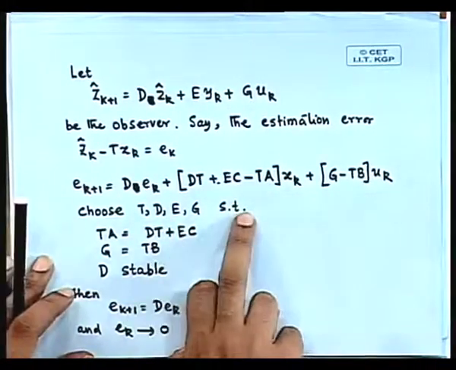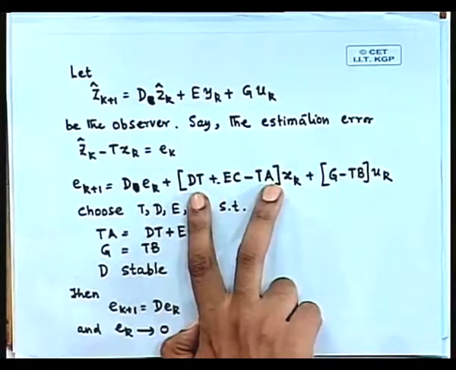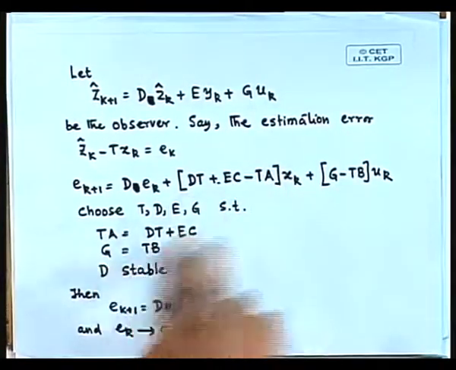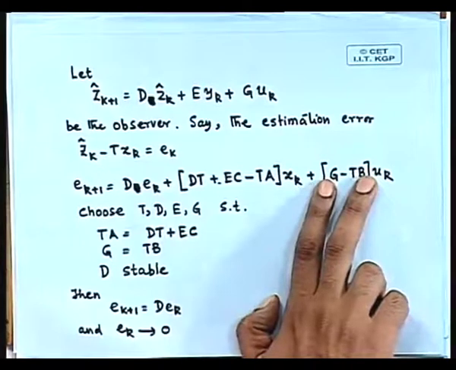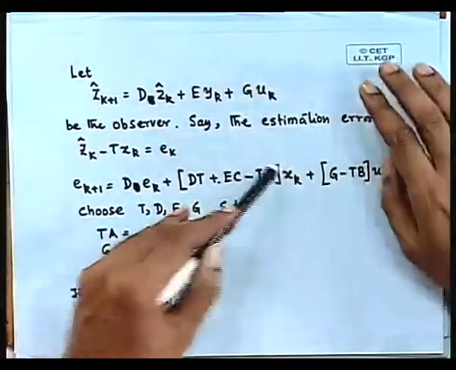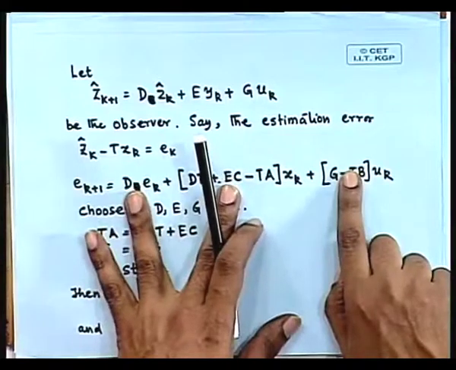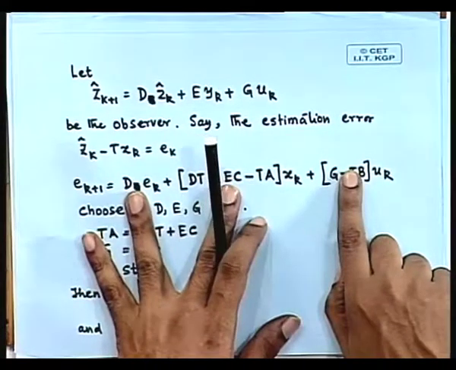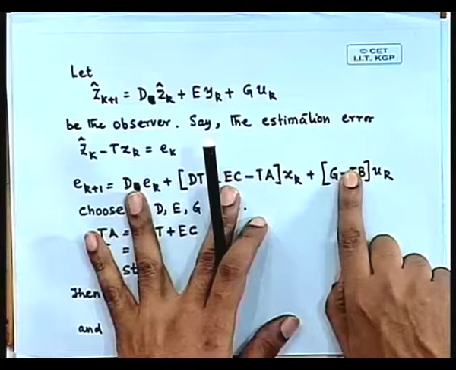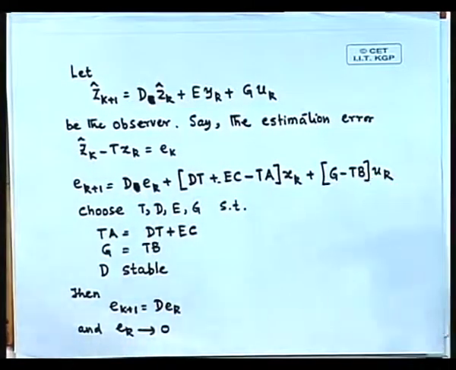So you choose these such that Ta is equal to dt plus Ec, that will make this term 0, and put G is equal to Tb, that will make this term 0, and also choose in such a manner that D is stable. Then you will be left with only D, and D is stable, that is all. So then you get Ek tends to 0. So this is the problem.